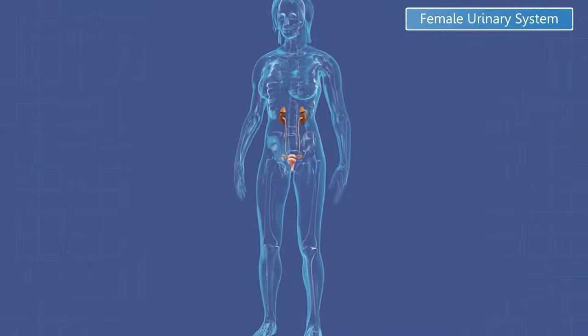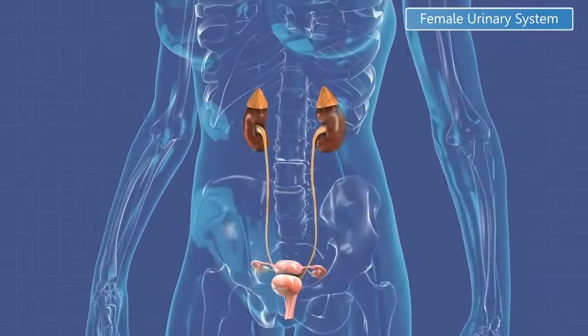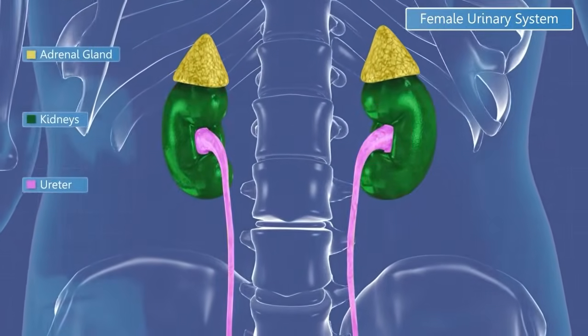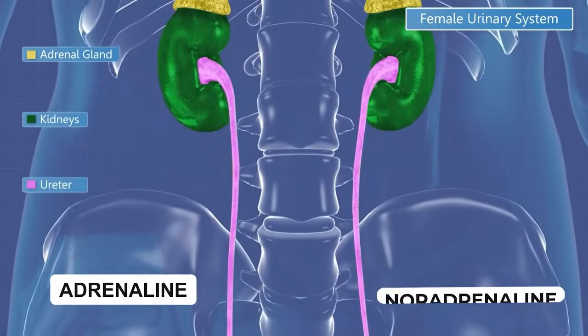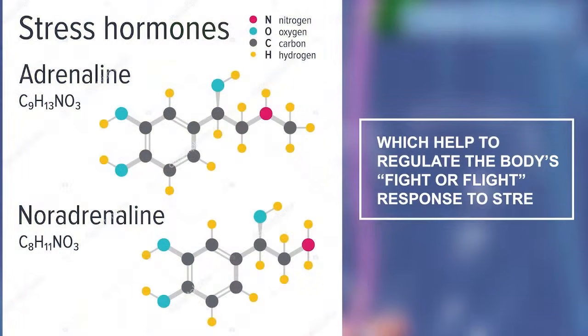Adrenal glands. The adrenal glands are located on top of each kidney and produce a variety of hormones, including adrenaline and noradrenaline, which help to regulate the body's fight or flight response to stress.